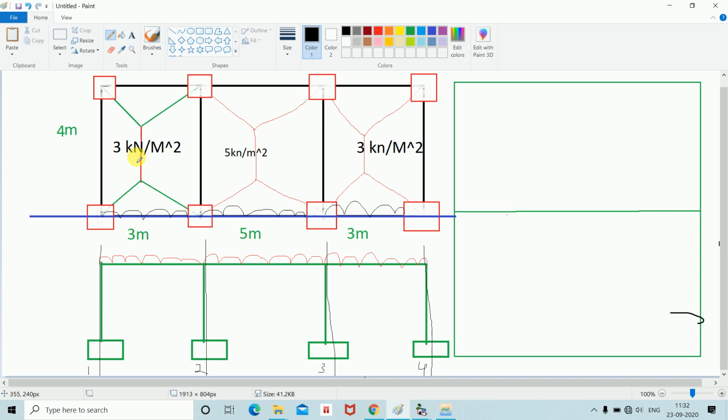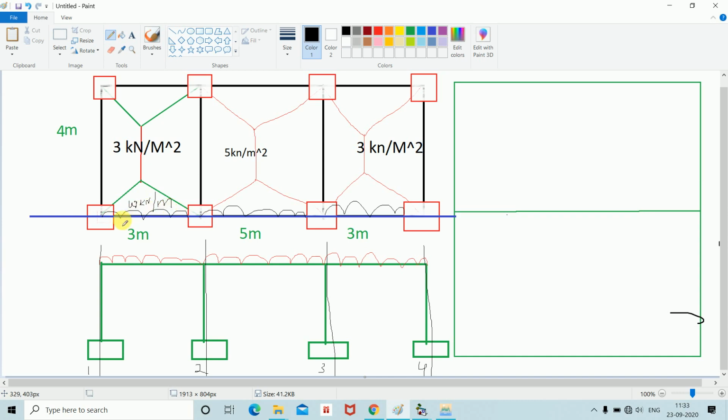I have assumed some load, live load or dead load, whatever it may be. I assumed 3 kilonewton per meter square is acting on the first slab. On the second slab, 5 kilonewton per meter square is acting, and on the third slab 3 kilonewton per meter square load is acting. Then we have to find the UDL, that is capital W kilonewton per meter, by using the above mentioned formulas.